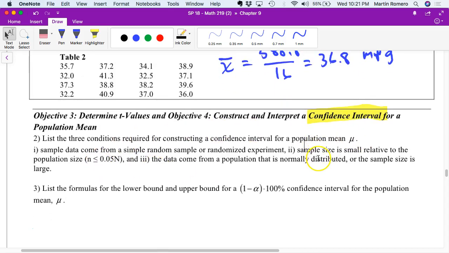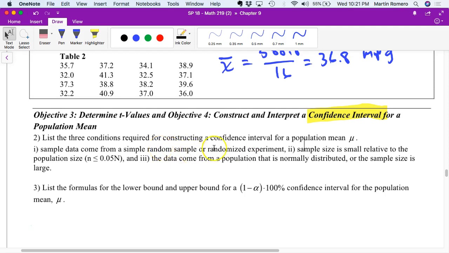Before we construct a confidence interval, some conditions need to be met, similar to what we had in constructing confidence intervals for proportions. And those conditions are, first, the sample data must come from a simple random sample or randomized experiment to make sure the data is not biased. Two, the sample size is small relative to the population, which means your sample needs to be less than 5% of the population. And the third condition, that the data come from populations that are normally distributed. If not, then the sample size has to be large. When we say large, we've been talking about in class that n should be greater than 30. And so that's considered large in our cases here.